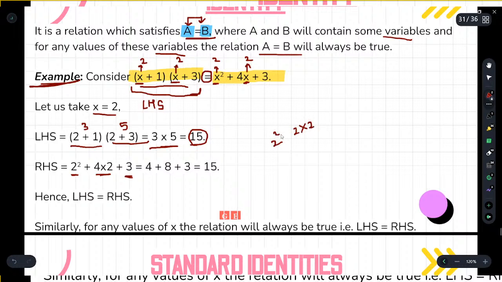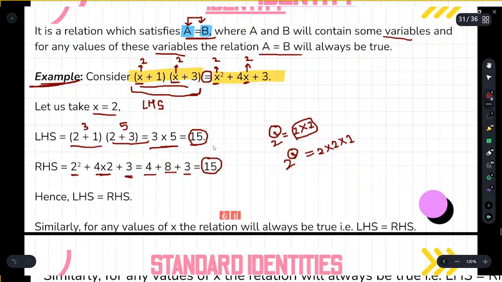2 to the power anything means I have multiplied 2 with itself that many times, whatever the power is. If the power is 2, I have multiplied 2 with itself twice. If the power is 3, I have multiplied 2 with itself thrice. That's how the powers work, okay? So now 2 to the power 2 means 2 into 2, and 4 into 2 is 8 plus 3. Now 2 into 2 is 4, 4 into 2 is 8, 3 is 3 itself. 4 plus 8 plus 3 is 15.